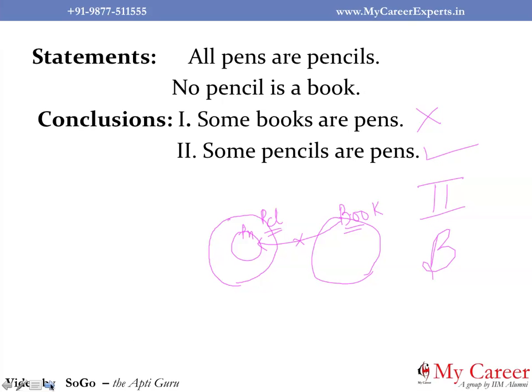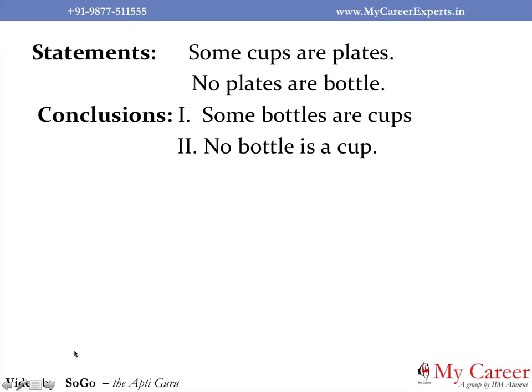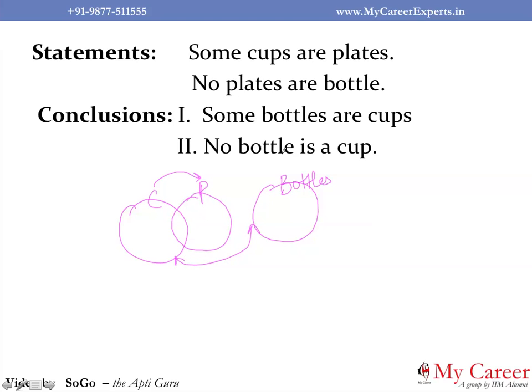Can we go to the next question? Some cups are plates. So this is cups, this is plates. Some cups are plates. No plates are bottles. So plates don't have any relation with bottles. Now cups are not fully engaged with plates. So bottles and cups may have a relation, may not have a relation. Some bottles are cups. Yes, possible. No bottle is a cup. Again possible.